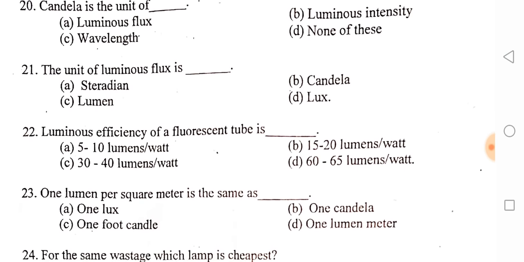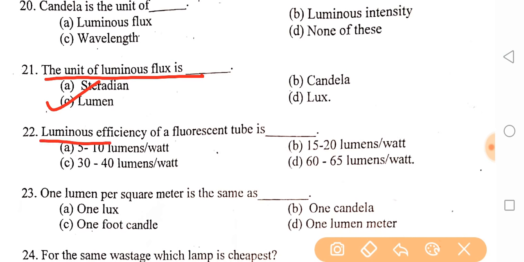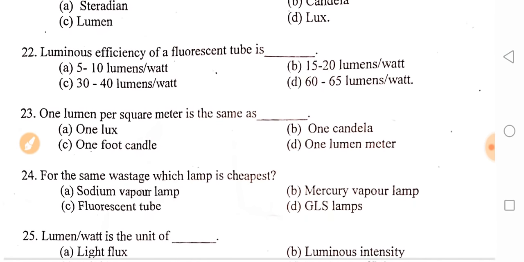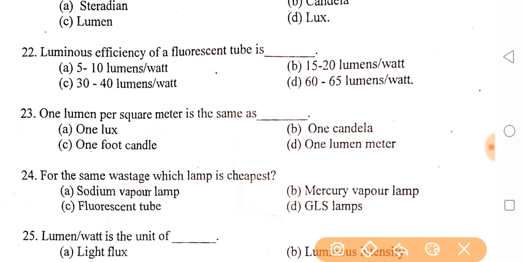Next question is 21st. The unit of luminous flux is steradian, lumen, candela, or lux. So the right answer here is lumen. Luminous flux unit, what? Lumen. Lumen is the unit of luminous flux. Next is, the luminous efficiency of a fluorescent tube is what? For 22, the right answer is 60 to 65 lumen per watt, which is the luminous efficiency of a fluorescent tube we generally use. Next question is 23rd.